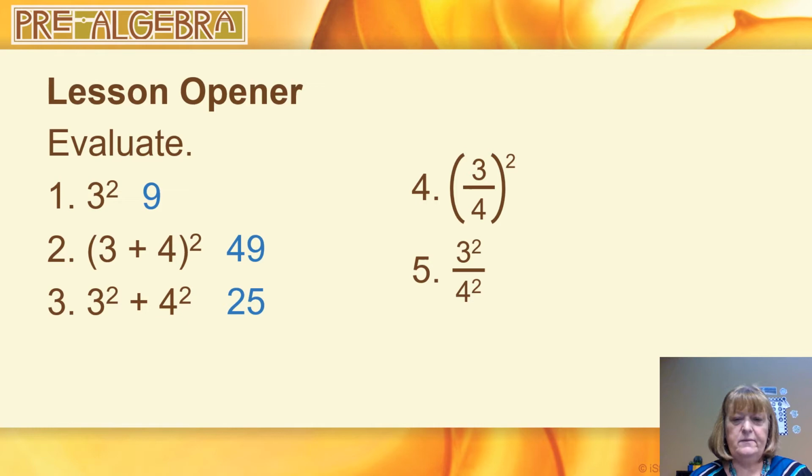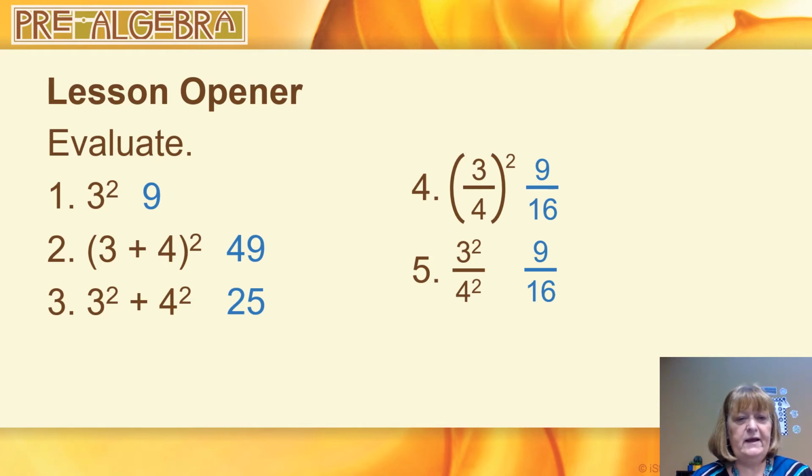All right, now number 4. 3/4 times 3/4. Again, 3/4 squared is 3/4 times 3/4, which would be 9/16. Now notice, that doesn't change anything on the next one. 3 squared over 4 squared is 9/16 as well. Now notice, again, let's go back to number 1. 3 squared, 3 times 3 is 9.